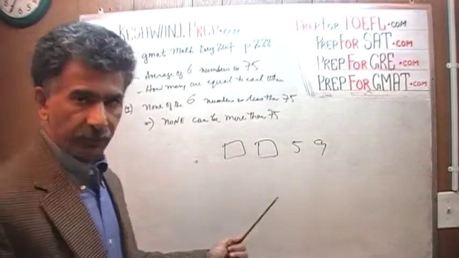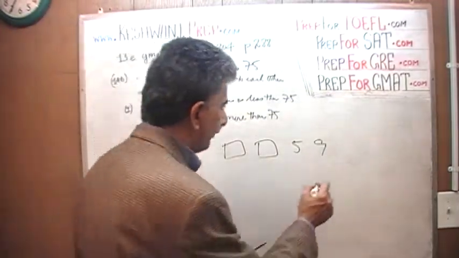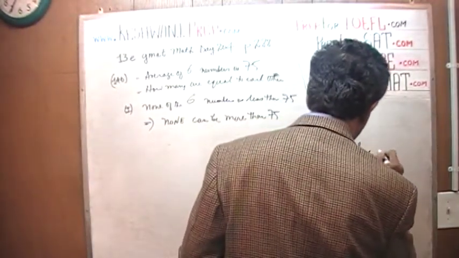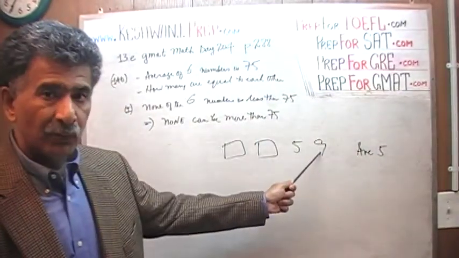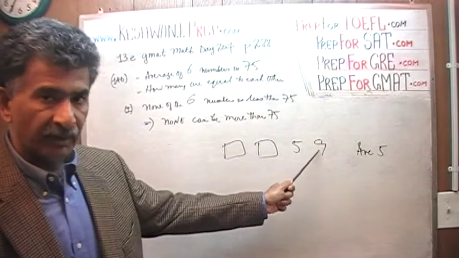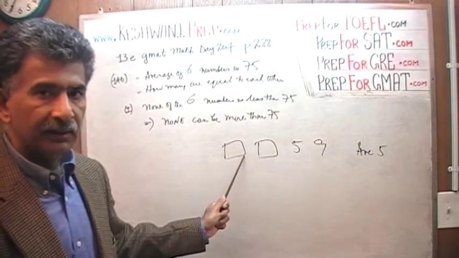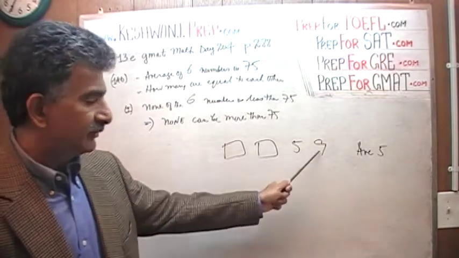Now, here's what's going on. This guy, their average is 5. We are told that the average of these 4 numbers is 5. If the average of these 4 numbers is 5, this guy is 4 more than 5. This guy is 4 more than 5, which means these 2 numbers together must compensate for the fact that this guy is 4 more. He's too fat.